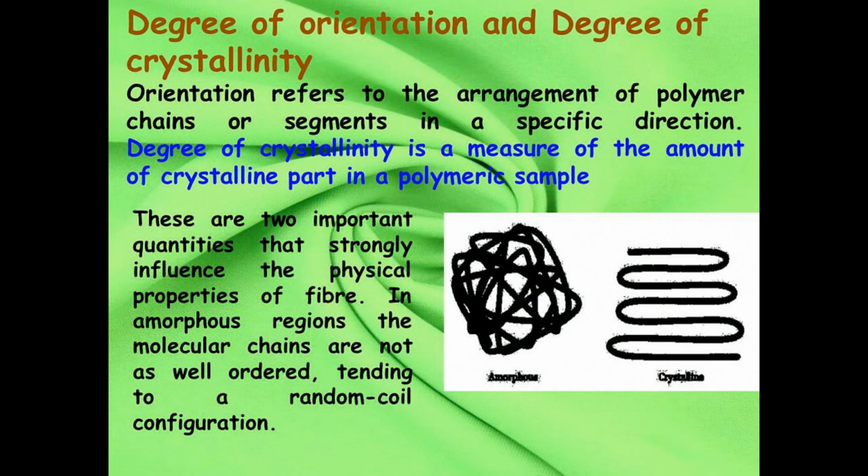Degree of orientation and degree of crystallinity. Orientation refers to the arrangement of polymer chains or segments in a specific direction. Degree of crystallinity is a measure of the amount of crystalline part in a polymeric sample. These are two important quantities that strongly influence physical properties of fiber. In amorphous regions, the molecular chains are not as well ordered, tending to a random coil configuration as shown in the figure.